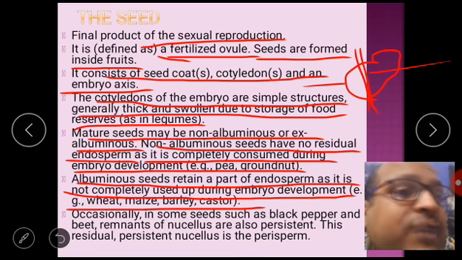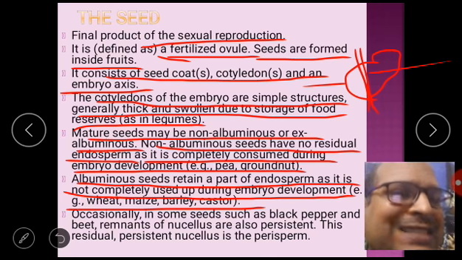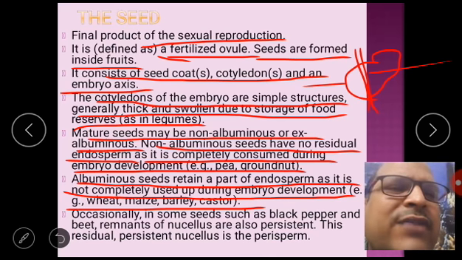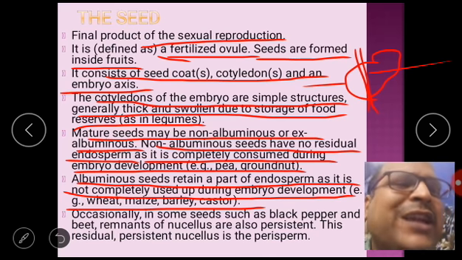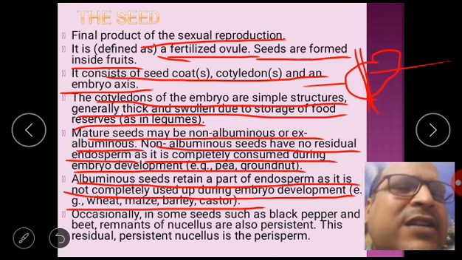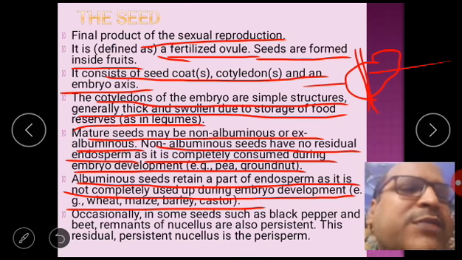If some part of endosperm is left, then cotyledons will be less, less matured, because here the endosperm is available for providing nourishment to the developing plantlet. So cotyledons will not be developed in such a manner.